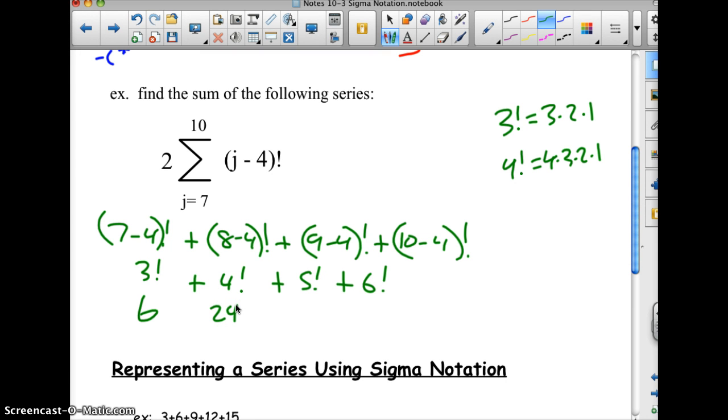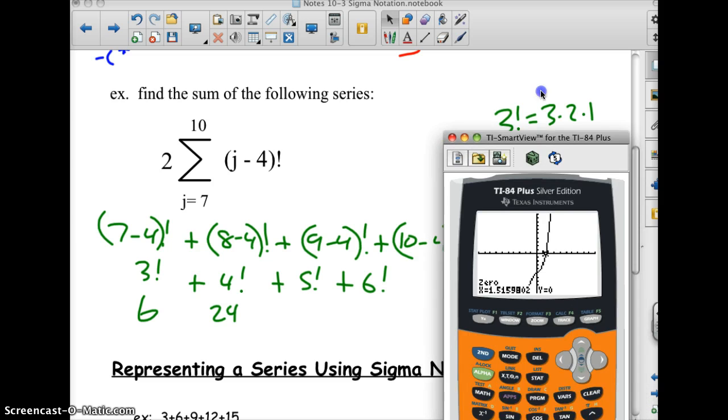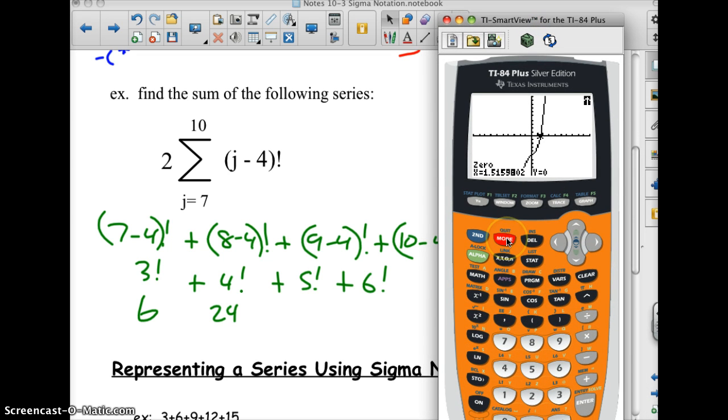And then the next one is going to be, you know what, let me just show you on the calculator also. All right, clear that. You can find the factorial button on your calculator. 5, all right, and then you go to math, and it's probability. And you see choice 4 there is factorial. It's the factorial button there, and you get 120.